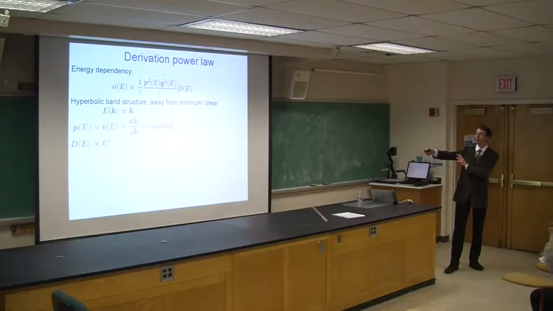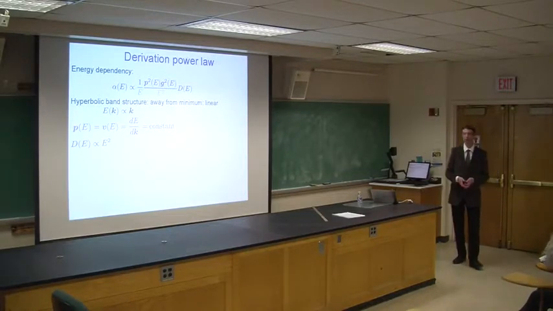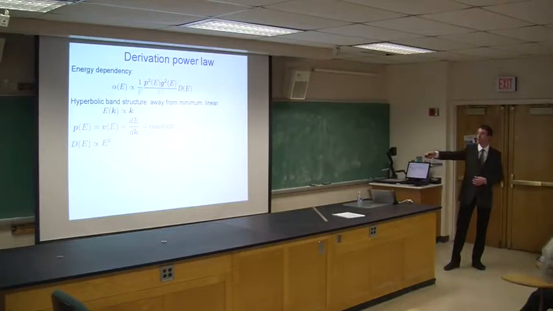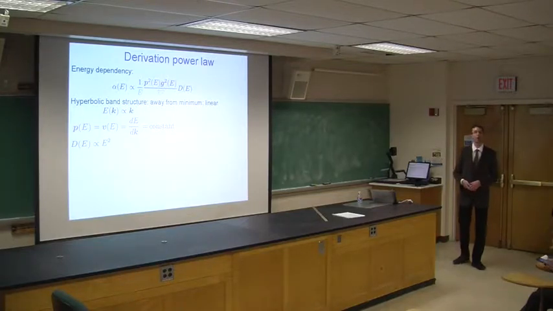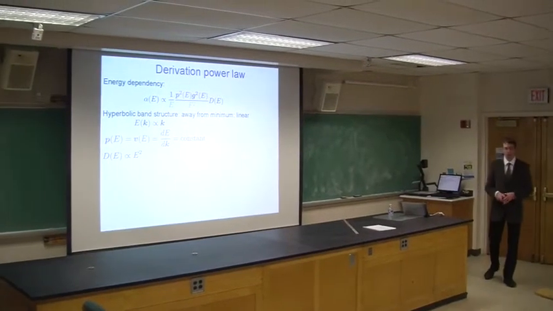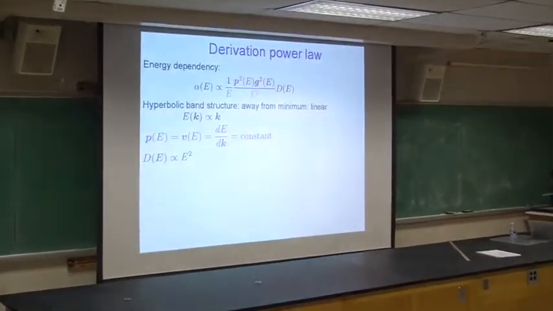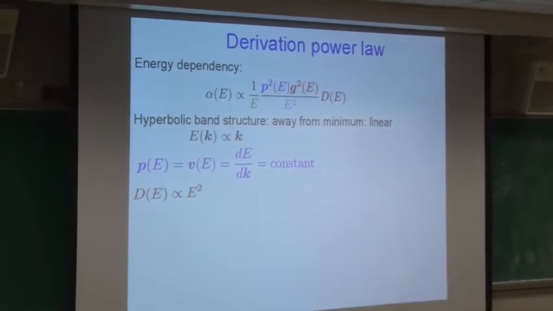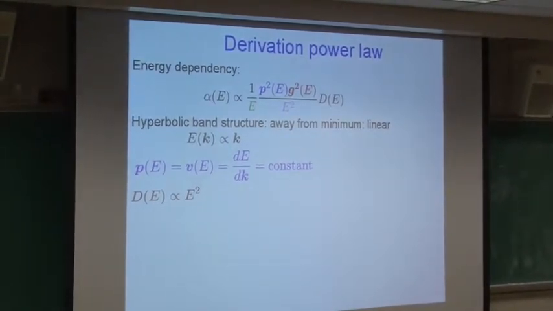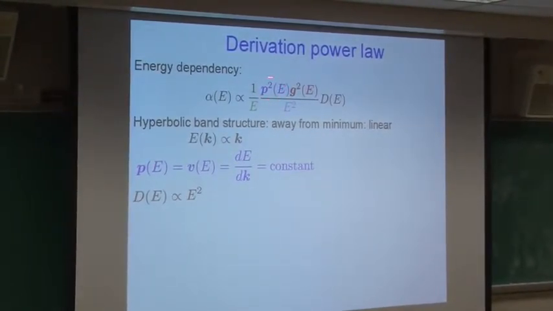So your dipole matrix elements can be rewritten in function of velocity matrix elements, which are just a derivative of your energies with respect to your k vector. And because we have a linear relationship, this will become a constant. At the same time, you can calculate for linear bands that your density of state is quadratic. So now we have functional forms for dipole matrix elements and for the density of states. So the one remaining term is this electron phonon matrix elements.